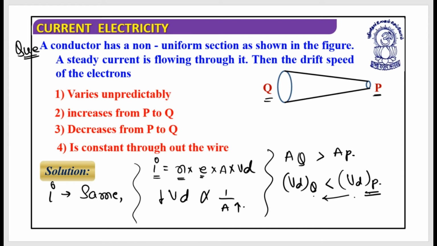So as I move from P to Q, my cross sectional area increases. That's why drift speed decreases. Is it clear? Okay. Shall I add something to this? Let's have a look.